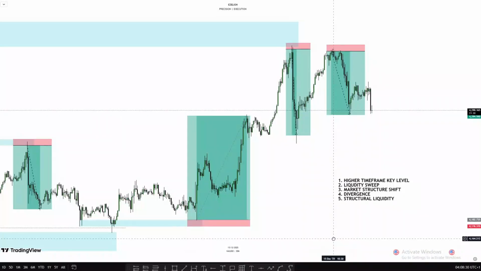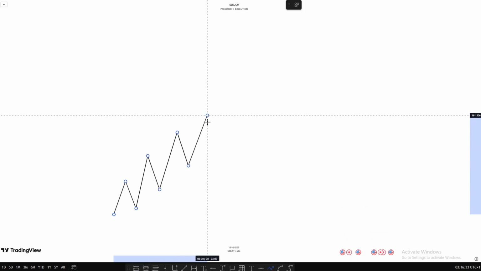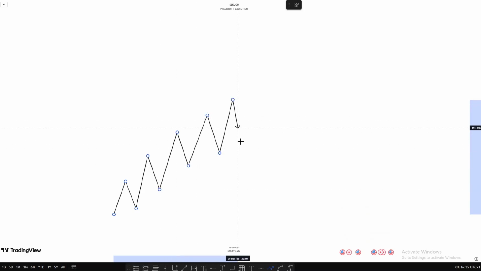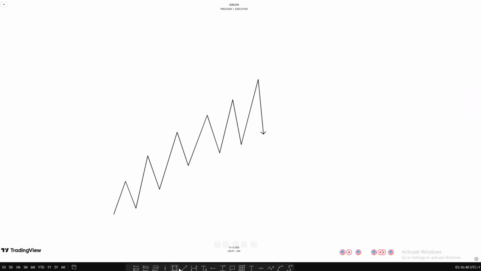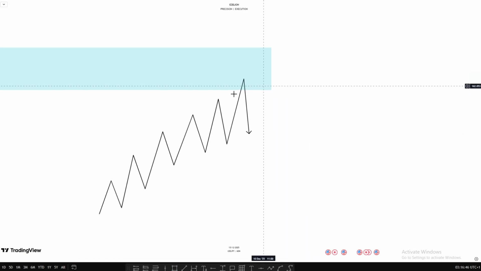I'm going to teach you guys how to catch reversals without actually getting squeezed. Now, let's say the price is trending. The first thing you want to look for while trying to catch a reversal is a key level. You want to be able to spot a higher time frame key level that price is going to react off from.